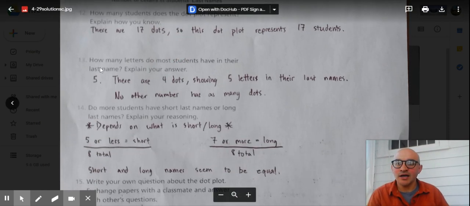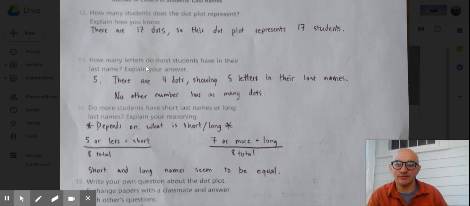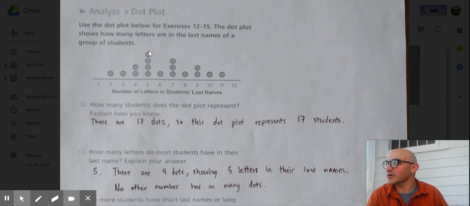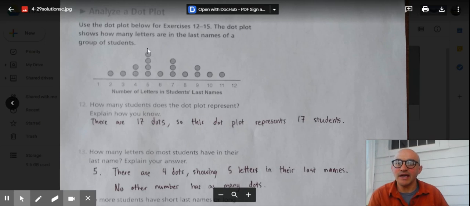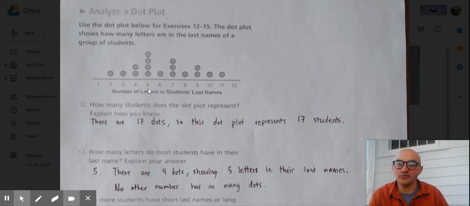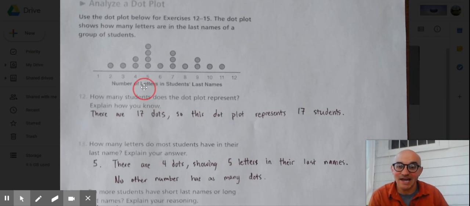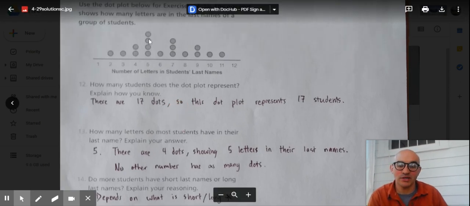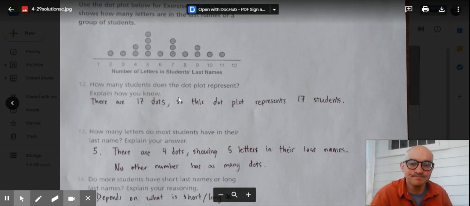Okay. Number 13, how many letters do most students have in their last name? The way I find this out is I look at this dot plot and I look for the number with the most dots, or the highest amount. In this case, it is number 5, which tells me that 5 letters in last names is the most common or most frequent. It's pretty simple. One of the nice things about these dot plots is that you can really just look for the tallest set of dots, the tallest bar, if you will. Okay.